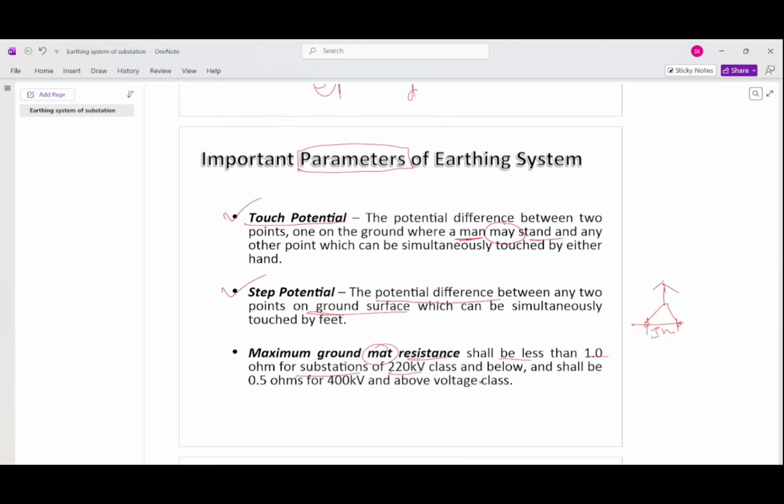Maximum ground mat resistance shall be less than 1 ohm for substations of 220 kV class and below, and shall be 0.5 ohms in case of 400 kV. So for 400 kV we have to maintain 0.5 ohm earth grid resistance. So it is a very important and sensitive voltage class.